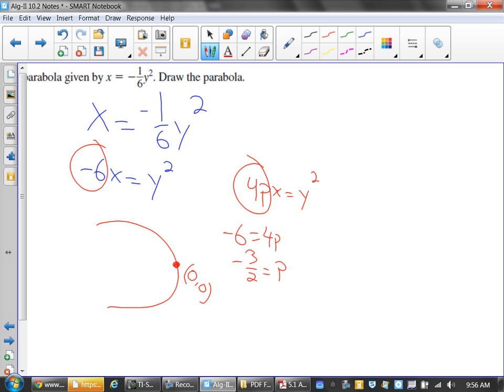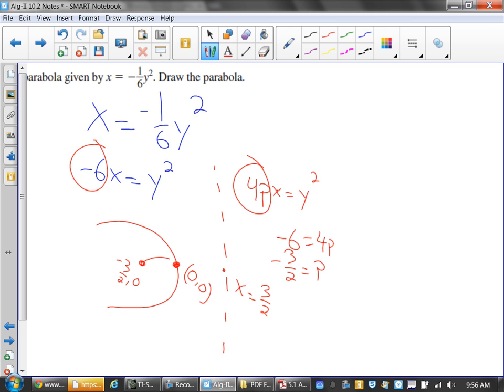That tells me now that my focus, thank you, is at negative 3/2, comma 0. And then where's my directrix? It's at x equals 3/2. These two distances are the same.